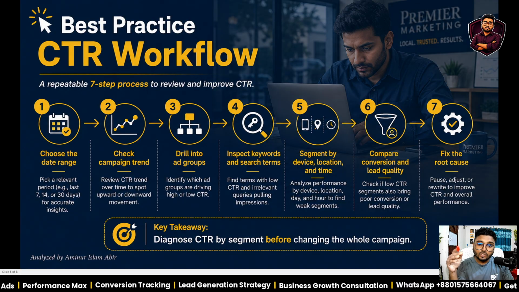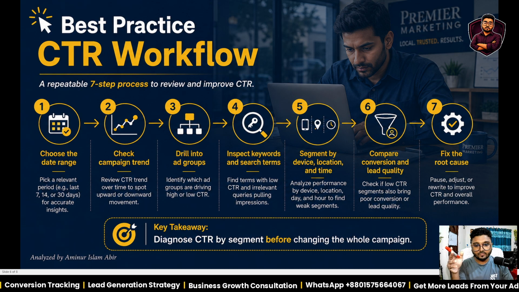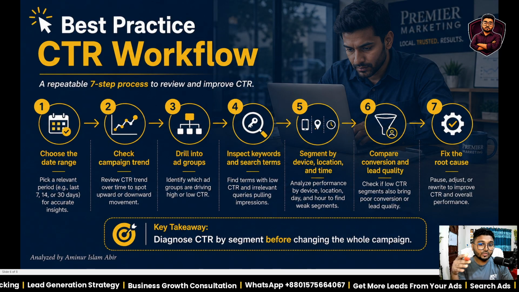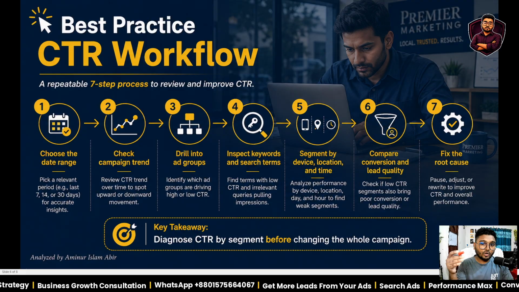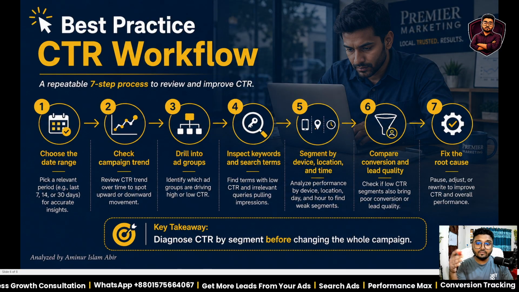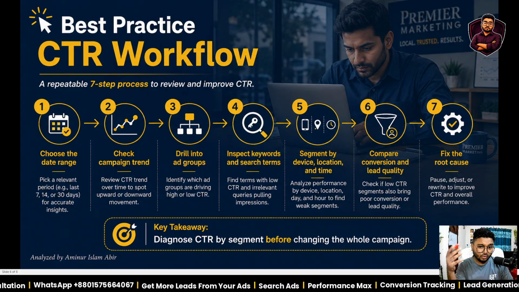The sixth step is compare CTR with conversion rate, qualified lead rate, cost per qualified lead, appointment rate, and closing rate. The seventh step is fix the real causes. Possible actions include improving the headline, adding a better benefit, adding proof, making the CTA clear, blocking irrelevant searches, rebuilding ad groups, or improving device and location targeting. Review CTR by segment before changing the whole campaign.